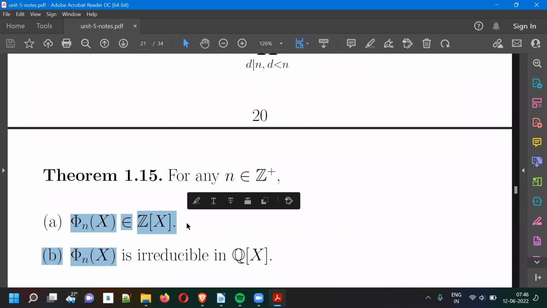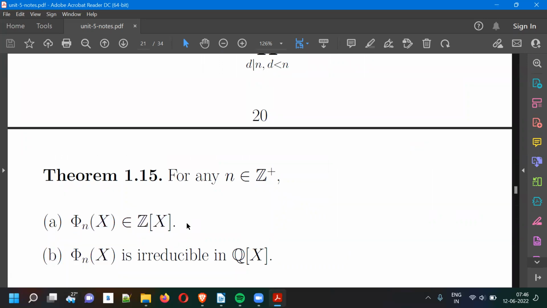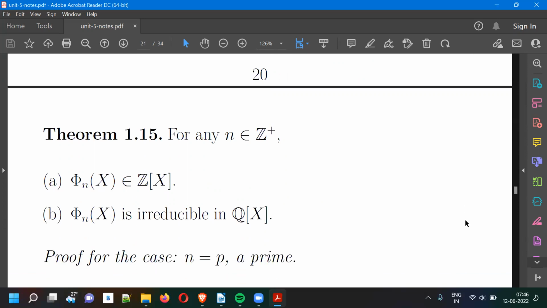Phi n of x is always an integer polynomial and it is irreducible in Q[x], always irreducible in Q[x] for any n. These are two properties. This is true for any n, but it is easier to prove when n is a prime. So for this course, we will only prove it for the case n equal to p, where p is a prime. The general case we are not proving, but we will assume it as a result.